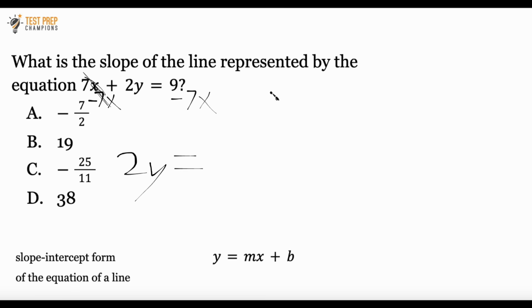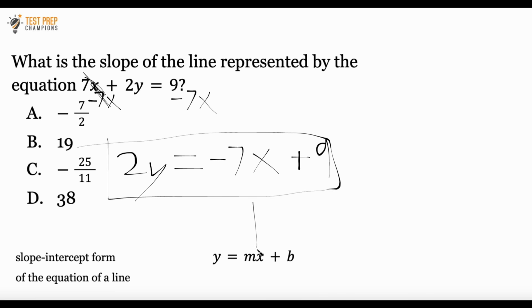Now, 9 minus 7x is the same as negative 7x plus 9. So instead of writing this as 2y equals 9 minus 7x, I'm going to write it as negative 7x plus 9. And the reason that I'm doing this is because I want to try to make this look like this, y equals mx plus b.